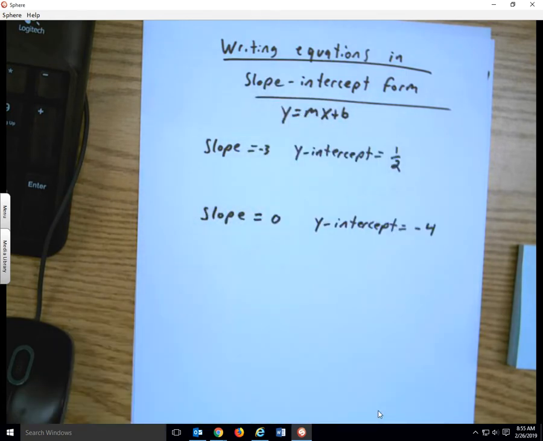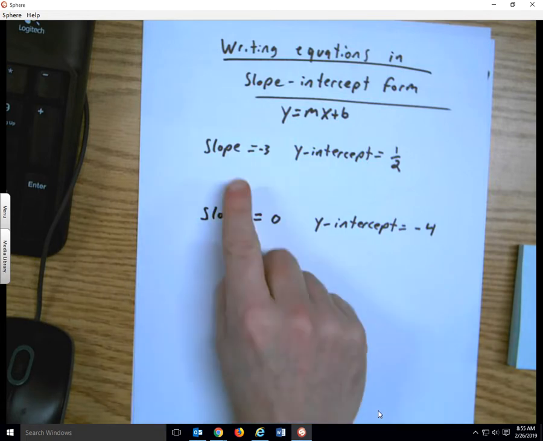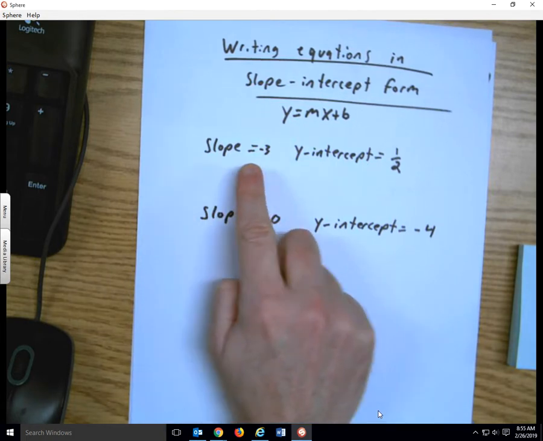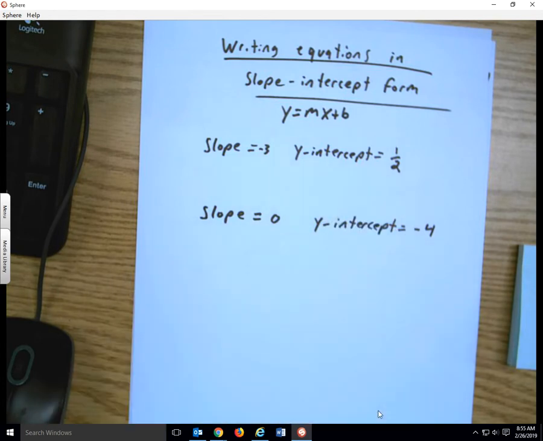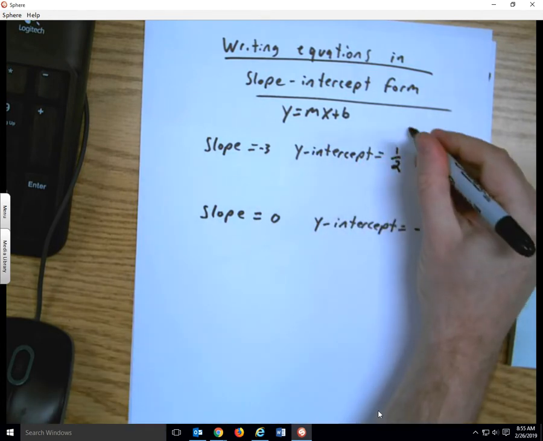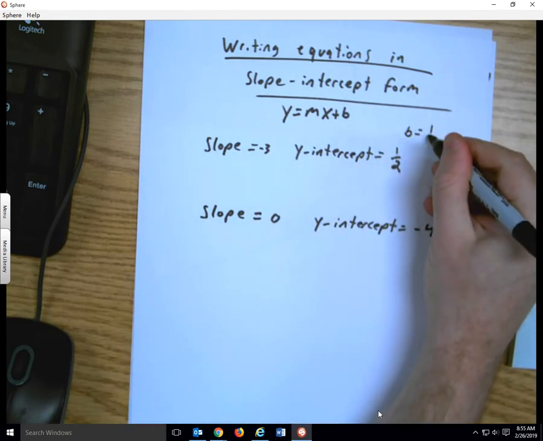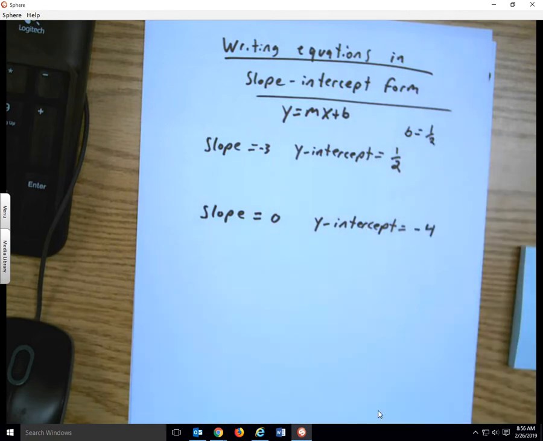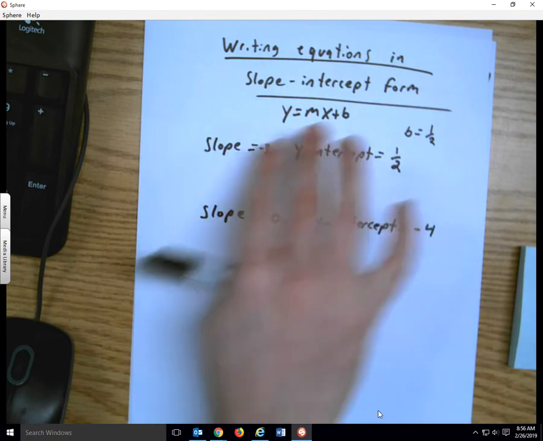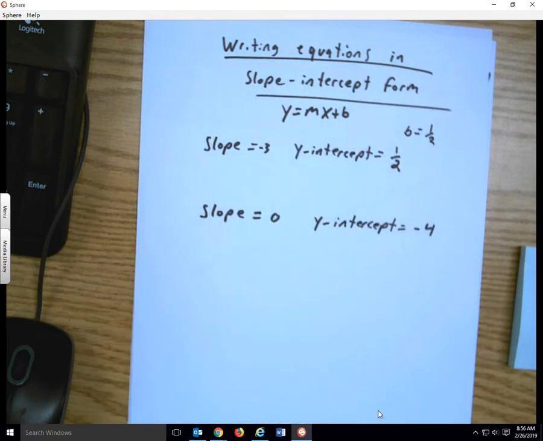So if we were given a problem or a question like this where it says the slope equals -3 and the y-intercept, another word for the y-intercept again is the b, we could have said the b equals half. It would have been the same question. Can I write this in the slope-intercept form, given these two things? It would be really simple to do.